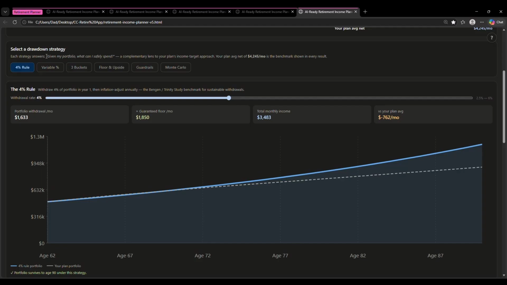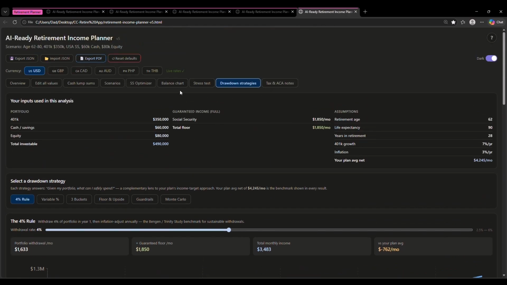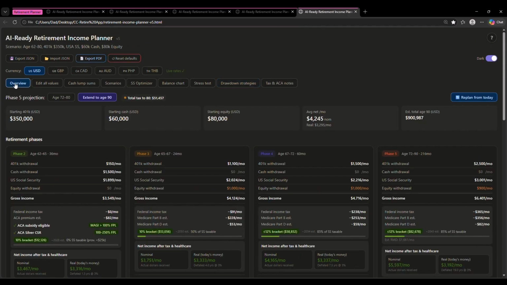Each strategy answers, given my portfolio, what can I safely spend? This is a complementary lens to your plan's income target approach. Your plan average net of $4,245 a month is the benchmark shown in every result. So what that means is, if we go to the overview here, we already worked out that our average monthly income is $4,245 throughout the duration of this retirement.